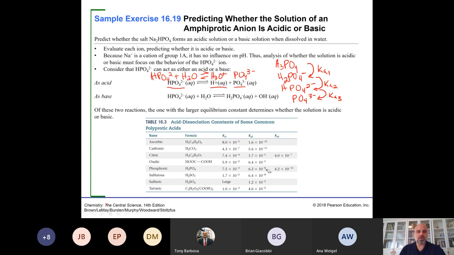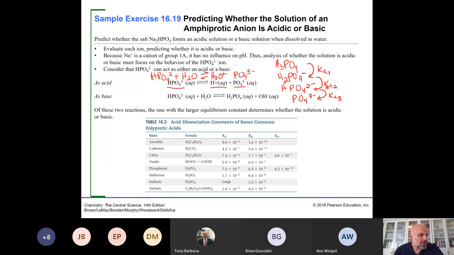Let me erase that and get it out of the way. So with 3 different Kas, we need to figure out which we are going to be interested in here. So we're looking at the HPO4 2- ion. The Ka for the first step, right here, is going to be Ka3. Everyone see that? So we have Ka3.